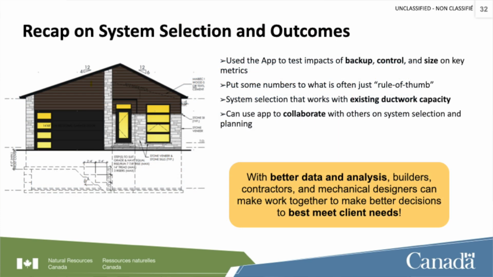So recap, we use the app to test the impacts of backup, control, and size. We can use the app for all of that. We can put some numbers to what is often just rule of thumb, which is great. We're not guessing at things. The system selection can work with existing ductwork capacity. If we have ductwork that's been done in the last number of years, I think where we might run into some difficulty is some of the really old ducting that is leaking 70, 80% and is not properly sized even for AC. That might be a bit of a problem.